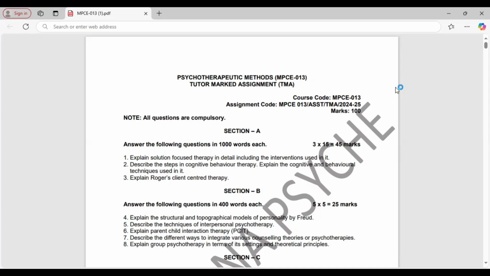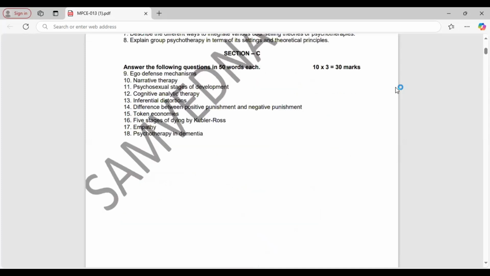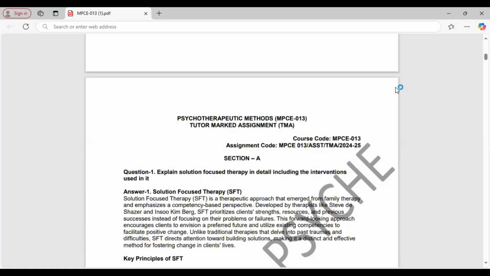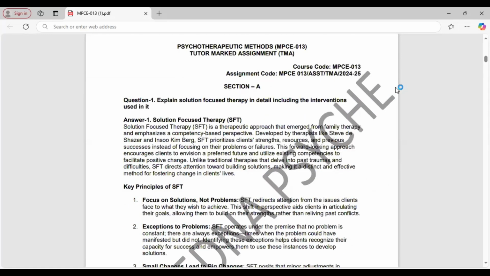Let's get started. After including the front page and the question paper, mention the subject along with subject code and other details as shown here or as given in your assignment question paper. Section A, question 1, explain solution focused therapy in detail including the interventions used in it.